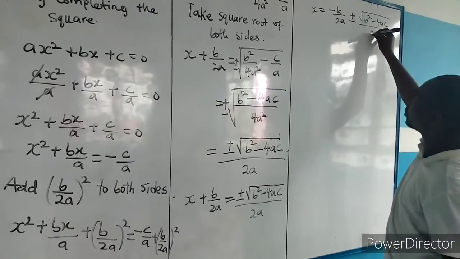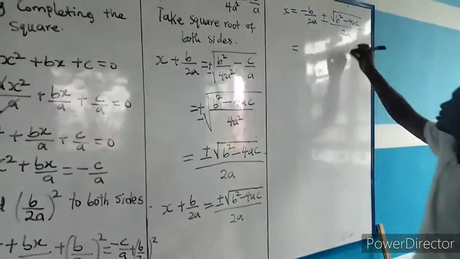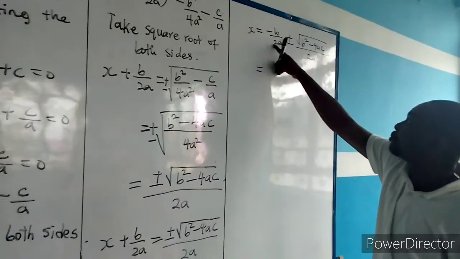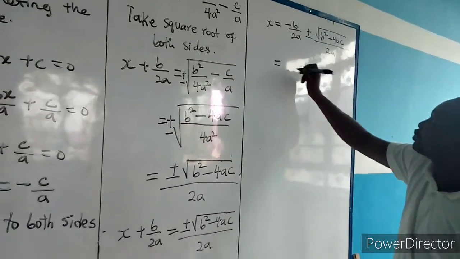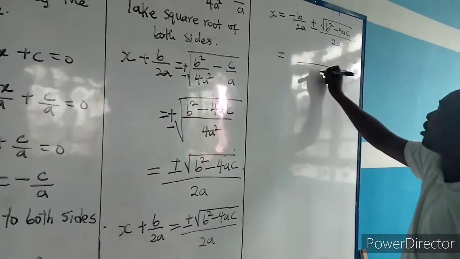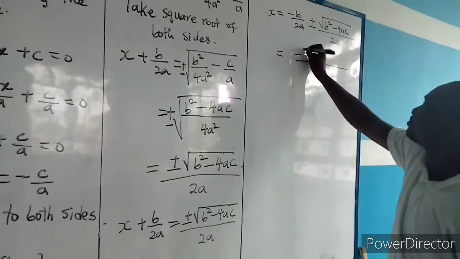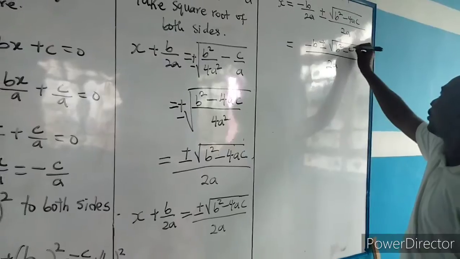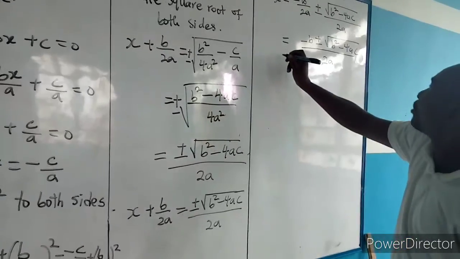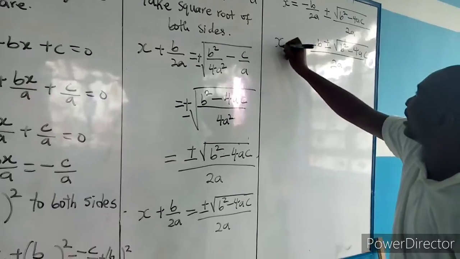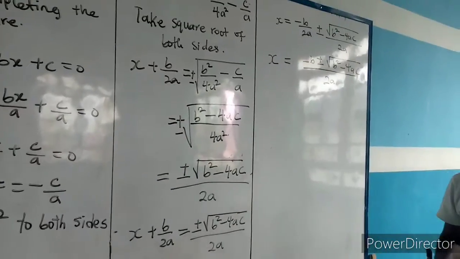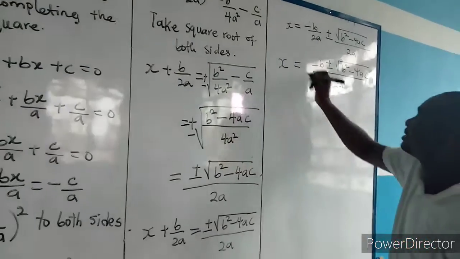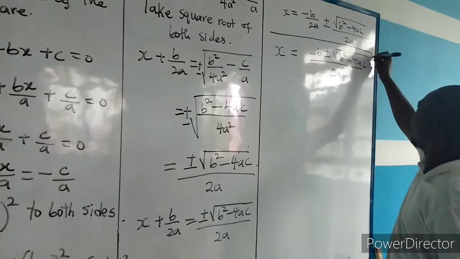So if I simplify this, since you can see this is a fraction, this is another fraction, and both denominators have 2a here, 2a here, I can simplify this now to become minus b plus or minus the square root of b squared minus 4ac, all over 2a. And this is the famous almighty formula that most Nigerian students are very familiar with. So if you hear a Nigerian student talking about the almighty formula, this is what is referred to as the almighty formula.